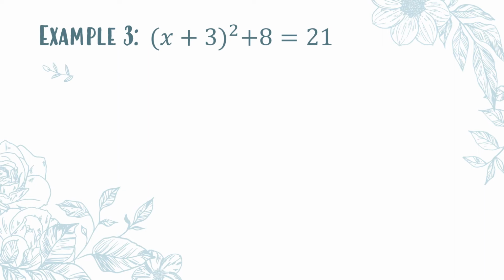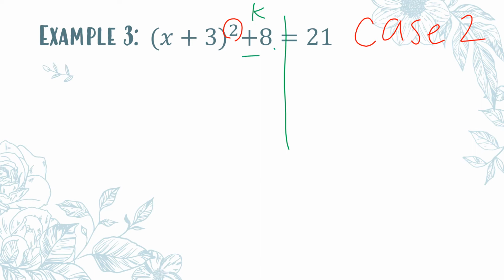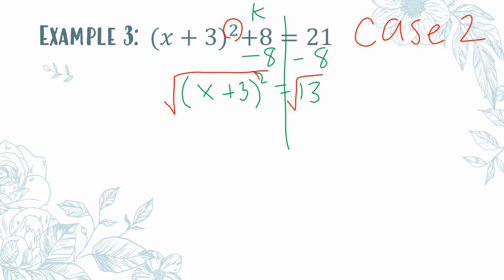Example 3 is another case 2 scenario. Again, the way that you can tell is that this exponent is outside the parentheses. So step 1 for solving, I need to move k, which is the 8, to the other side. So minus 8 minus 8. So that's 13. And then we can bring down the x plus 3 squared. Okay, I don't have a coefficient in front. I don't have an a to divide by. So now to get rid of that exponent, I can take the square root of both sides.